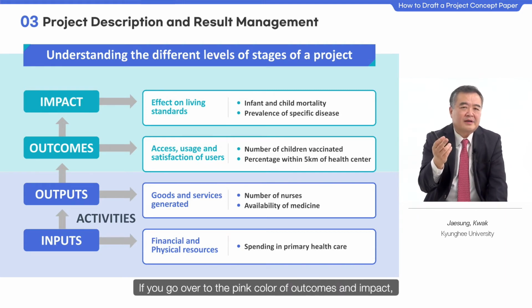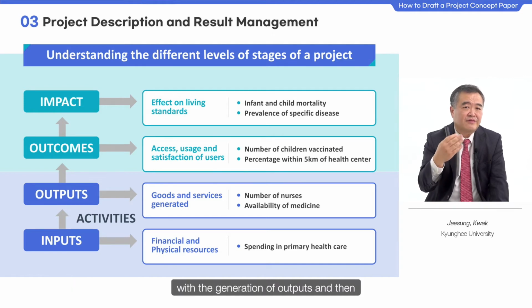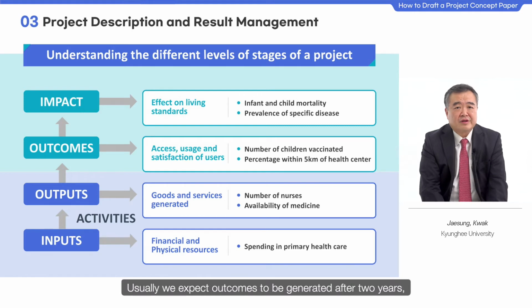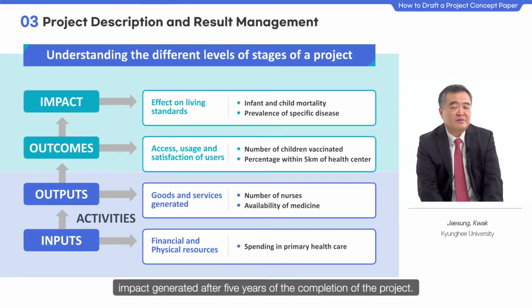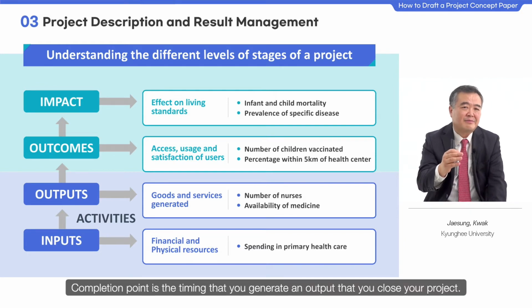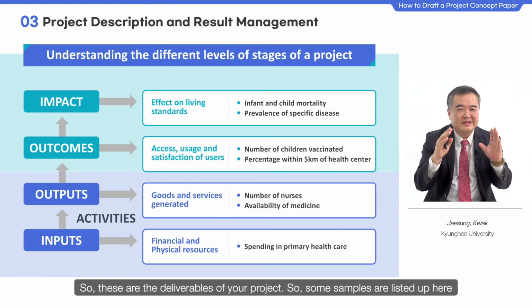If you go over to the pink color of outcomes and impact, this is a sphere of influence beyond your control, because you end your project with the generation of outputs, and then midterm and long-term outcomes and impacts will be generated with time. Usually we expect outcomes to be generated after 2 years, impact generated after 5 years of the completion of the project. What do I mean by the completion of a project? Completion point is the timing that you generate an output and you close your project. So these are the deliverables of your project.